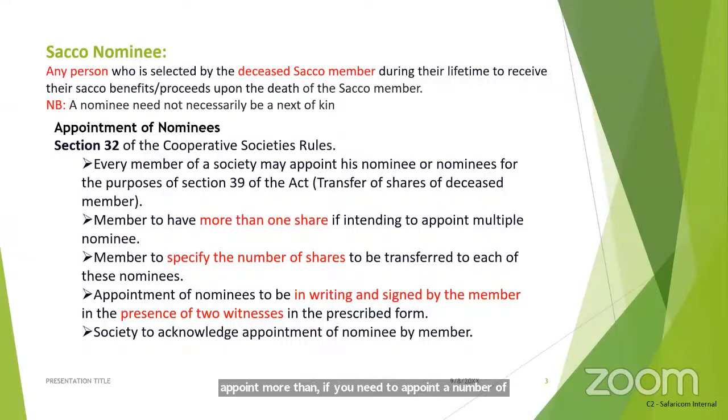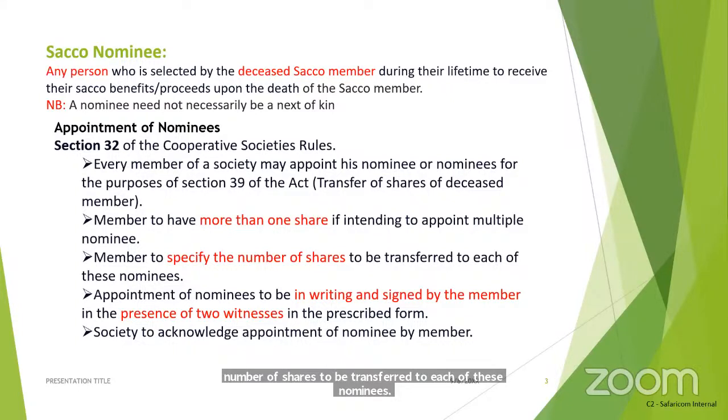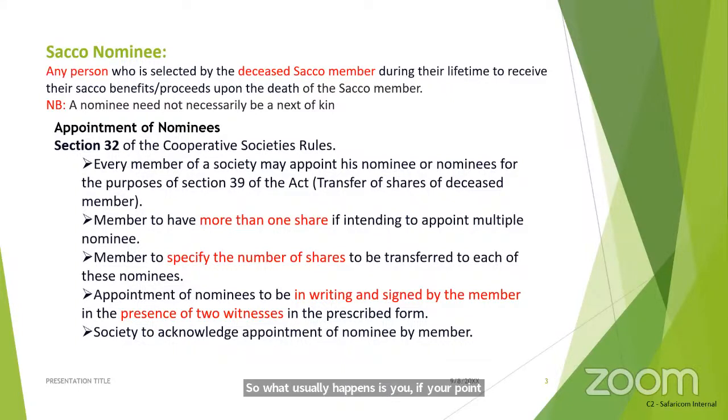The second point is the member needs to specify the number of shares to be transferred to each of these nominees. So what usually happens is, if you appoint, let's say, three nominees, depending on the total number of shares you have, you can specify that this member gets 25% of the shares, the second person gets 55%, and the other nominee gets the remainder.